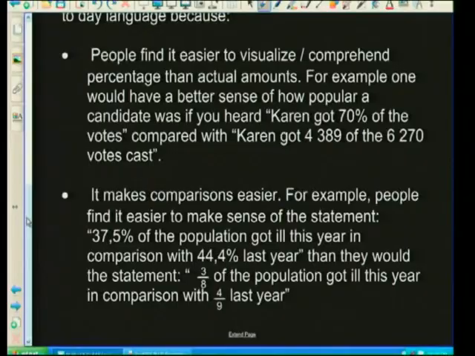Okay, it also makes it easier for us to compare values. So if I said to you that 37.5% of the population got ill this year, in comparison with 44% last year, you know that that number went down, rather than saying, well, 3/8 of the population got ill this year compared to 4/9 last year. Those numbers, again, we don't understand what they mean just off the cuff.